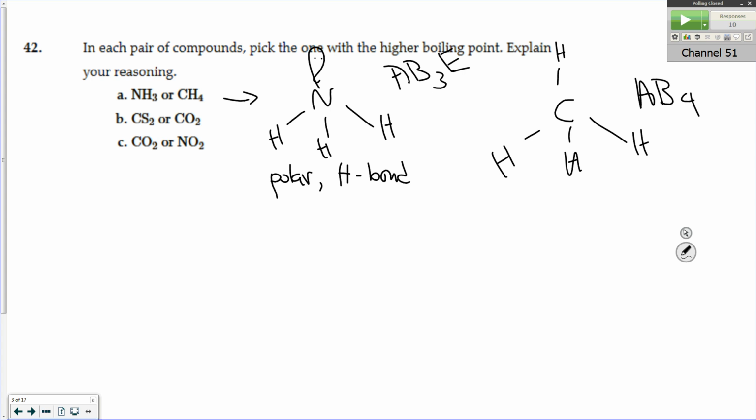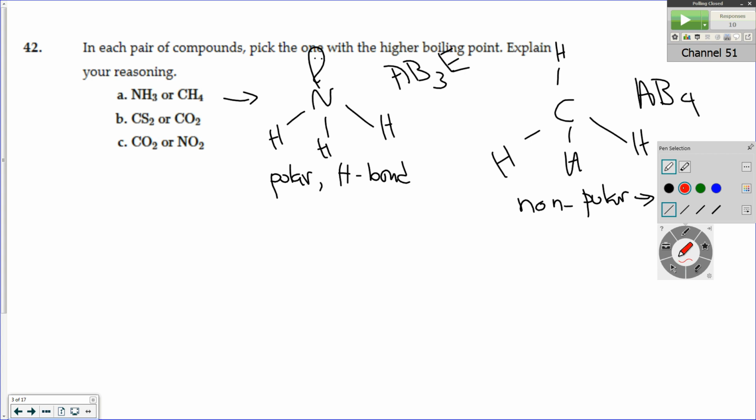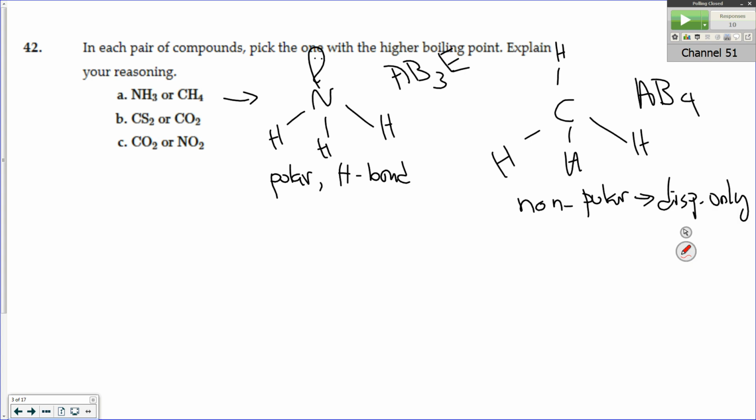Okay. What about this guy? Okay, it's symmetric. The bonds are all the same, so it's nonpolar. So the only thing that it has is the dispersion forces. So dispersion only. The types of intermolecular forces that they're going to have are going to be much weaker. So the question is, choose the compound with a higher boiling point. Definitely going to be NH3.